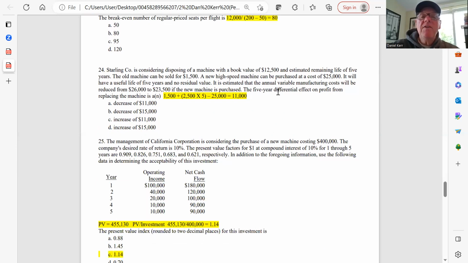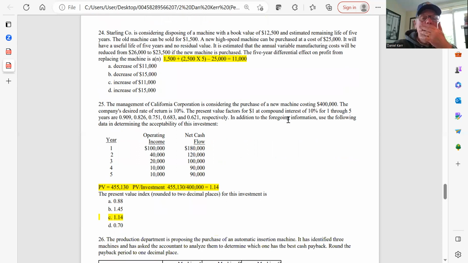Okay. The 5-year differential effect on profit from replacing a machine. If I replace this machine, I'm going to be able to sell it for $1,500. It's going to cut my cost by $2,500. That's the difference between the 26 and the 23.5 for 5 years. But I've got to pay $25,000 for it. So if you take the salvage value that I'm going to receive, and you take the cost that I'm going to save, and then you subtract out $25,000, the 5-year effect on profit is negative 11,000. So I wouldn't do this. You get a decrease there of 11,000.